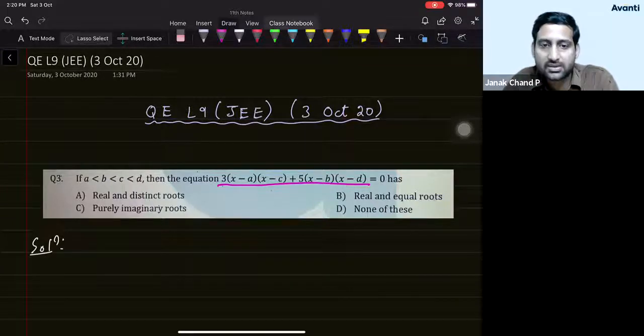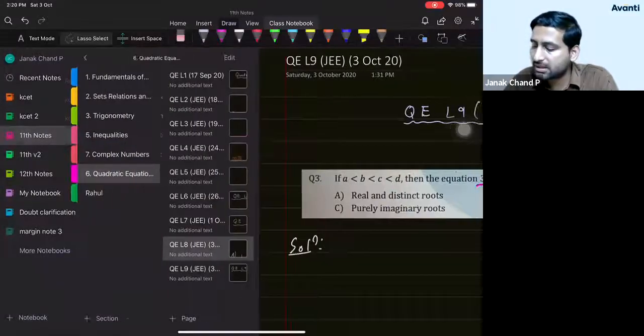Then what can be done, students? See, this particular question comes under the concept of location of the roots. And we know that, students, there are 5 cases in location of the roots. Let me just go back to that chart.